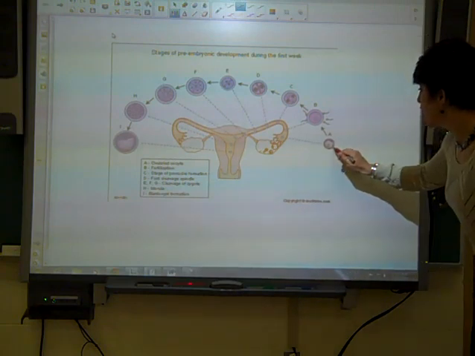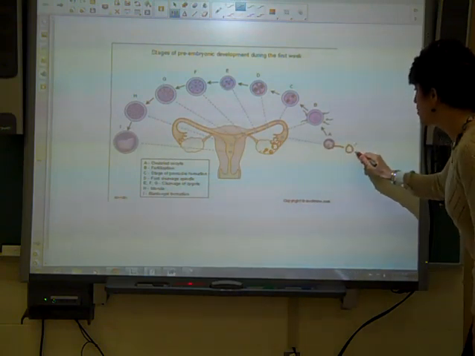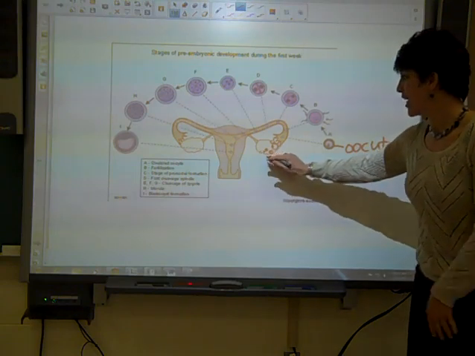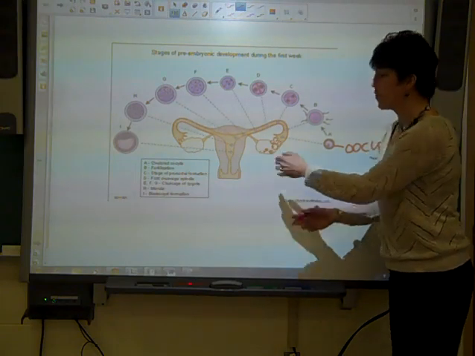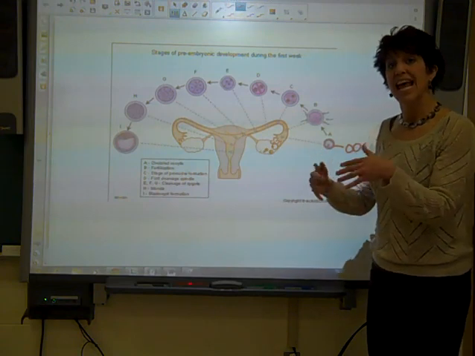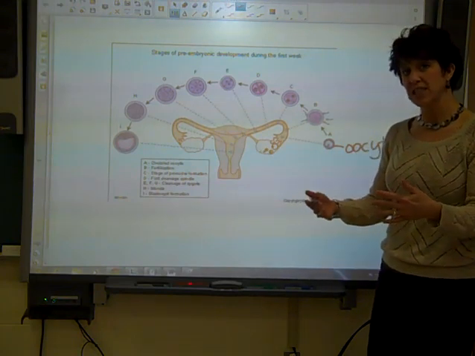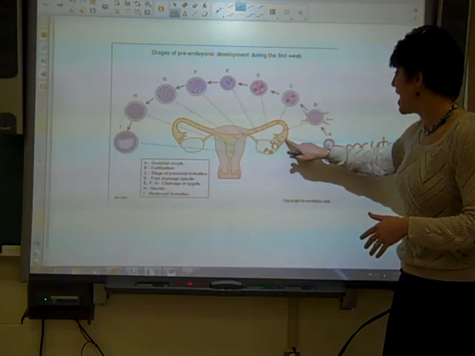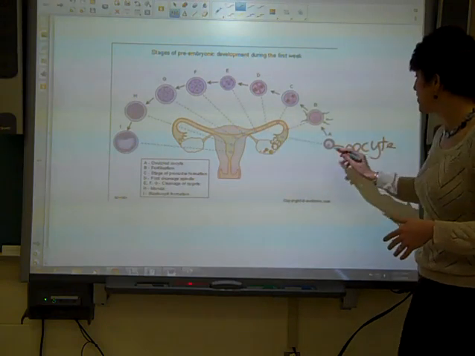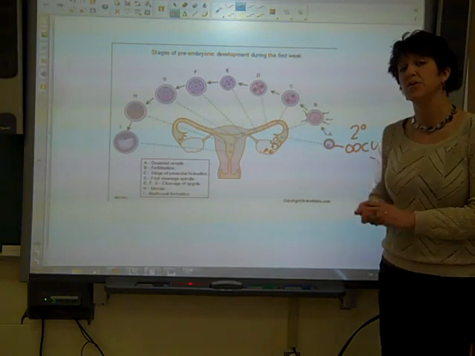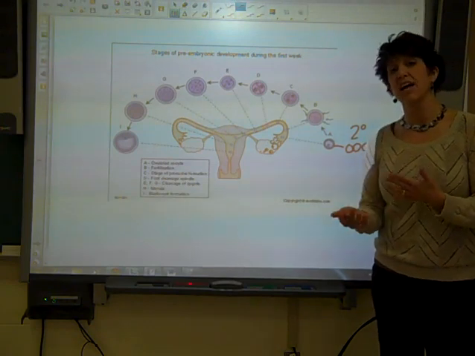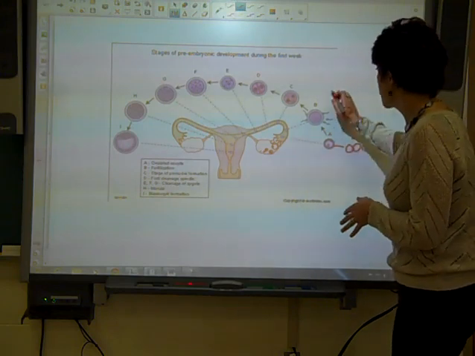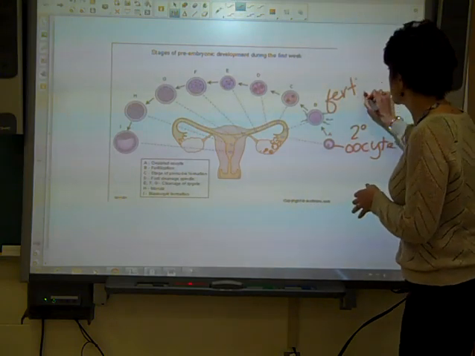So we start off here with our oocyte. The oocyte in the ovary has gone through follicle development and ovulation due to that spike in luteinizing hormone, and it has been released, and it is now traveling through the oviduct. So it is a secondary oocyte. It is still stuck in metaphase 2 of meiosis, and this is where fertilization occurs right here.